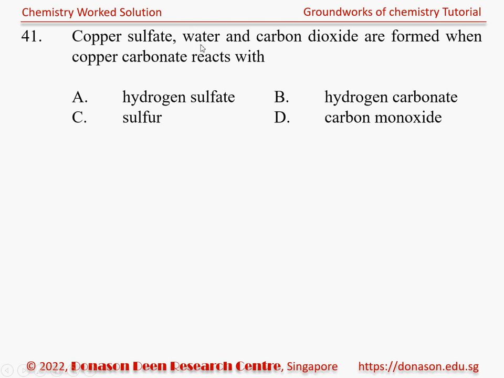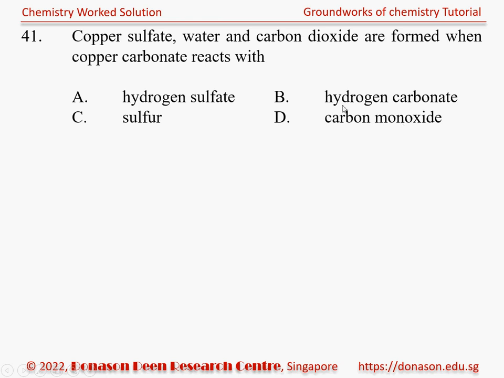Copper sulfate, water and carbon dioxide are formed when copper carbonate, which is of course a metal carbonate, reacts with an acid. So the problem is, what is the name of the acid that we should pick from here? When I say the word acid, we already know that the name should start with the word hydrogen or end with the word acid. But of course none of the four options have the word acid.